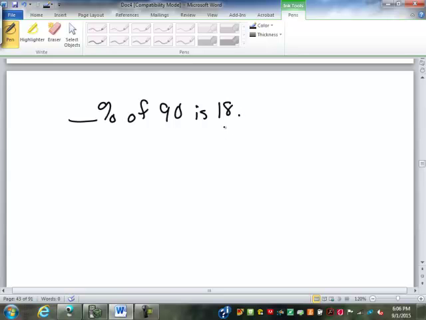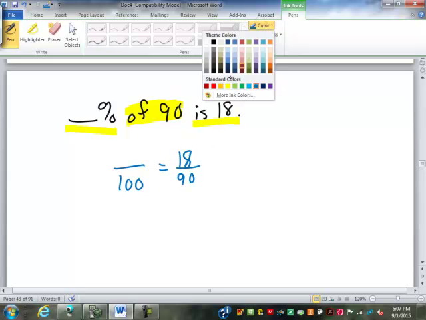Blank percent of 90 is 18. So again, we'll set this up, missing the percent, so it's blank over 100. On the other side, again, we have the 90 and the 18. Which one's going to go on top? The 18, good. If I have to cover one of them up, when I cover up the 90, I read blank percent is 18. We see that the missing percent matches up with the 18, the 90 on bottom.